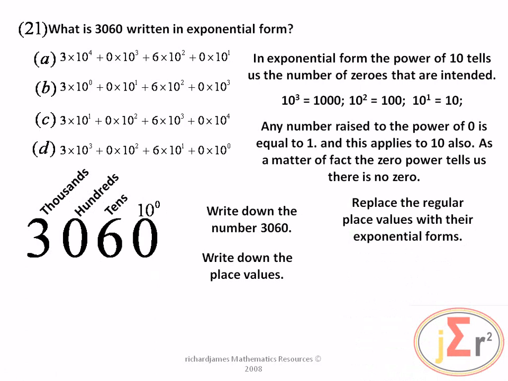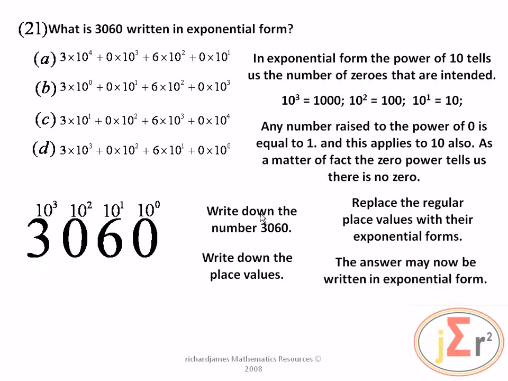10 to the power of 0 goes for ones. For tens we are going to have 10 to the power of 1. For hundreds we have 10 to the power of 2. And for 1,000, 10 to the power of 3. The answer may now be written in exponential form.